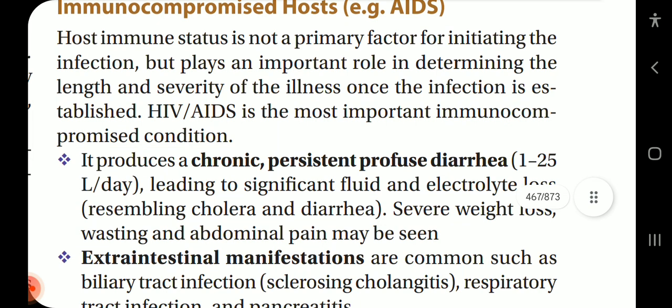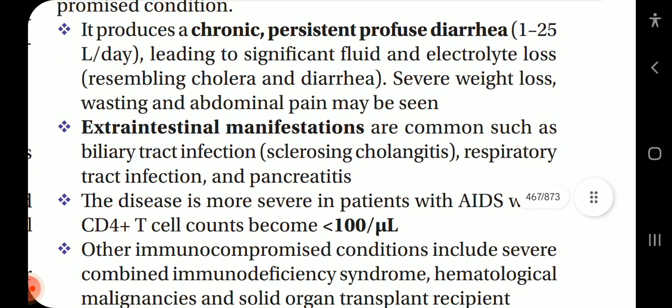Immunocompromised host, for example AIDS. Host immune status is not a primary factor for initiating the infection, but plays an important role in determining the length and severity of the illness once the infection is established. HIV/AIDS is the most important immunocompromised condition. It produces a chronic persistent profuse diarrhea, 1 to 25 liters per day, leading to significant fluid and electrolyte loss resembling cholera. Severe weight loss, wasting and abdominal pain may be seen.